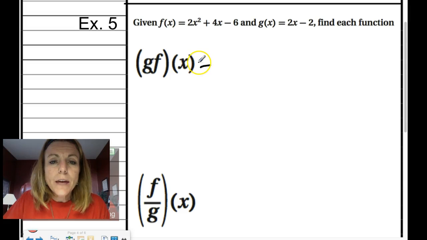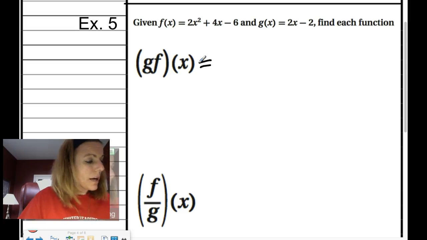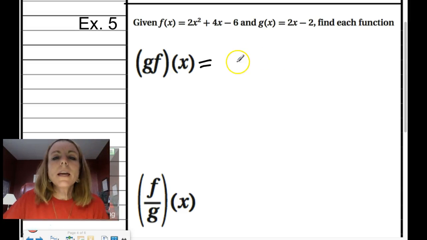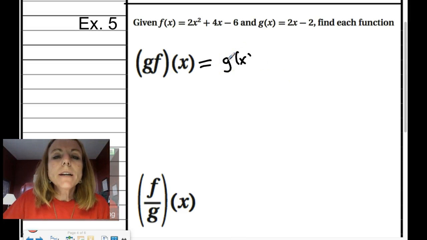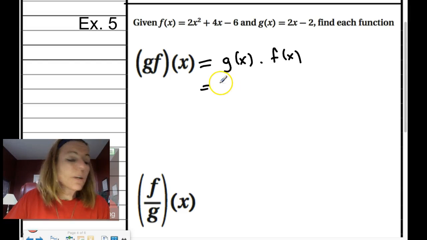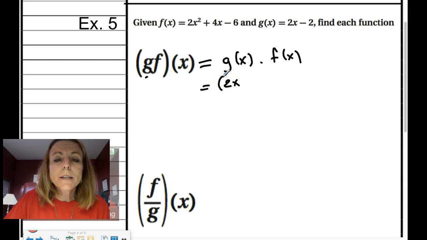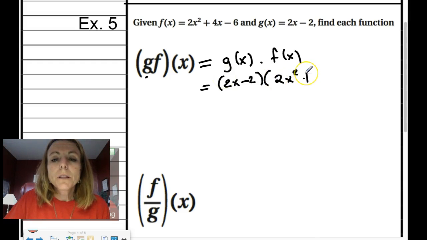So how we're going to write that out is, I go to that page in my notes, I'm going to say g of x times f of x. So I'm going to write g of x first. Again, I'm going to do g first because g was listed first. So that's 2x minus 2 times 2x squared plus 4x minus 6.